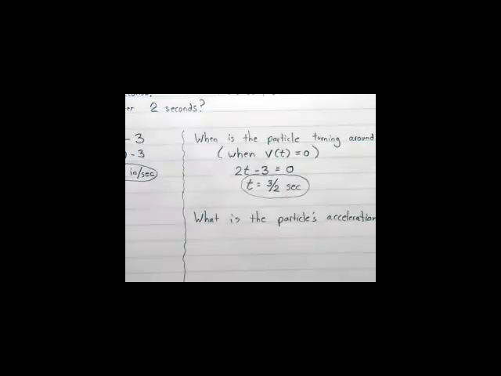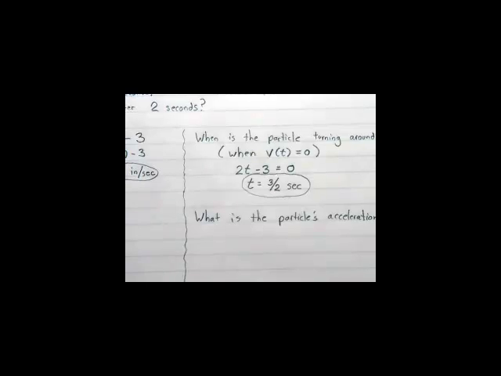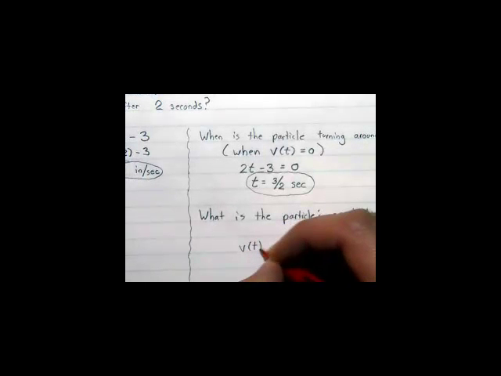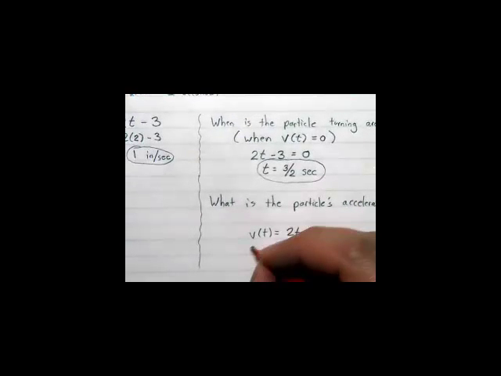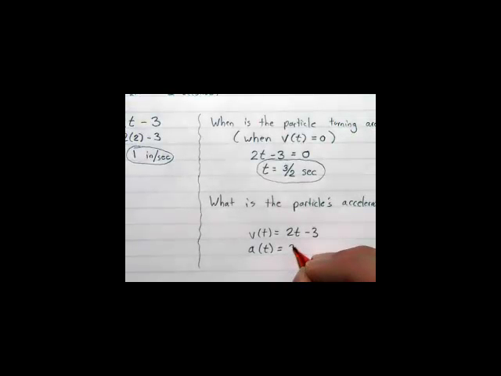What's the particle's acceleration? Notice I didn't give you a specific time because it's always the same. Yeah? 2 inches per second squared. You got it. Always 2. Because if the velocity is 2t minus 3, the acceleration, remember, is the derivative of velocity. So it should be 2. And the units would be inches per second squared.